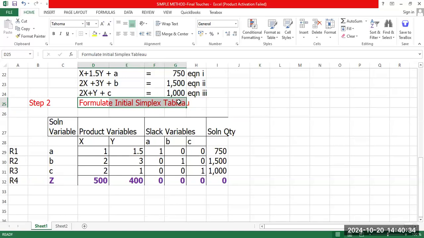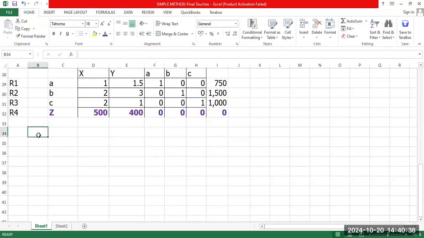Once you formulate the initial simplex tableau, you go to step number 3.